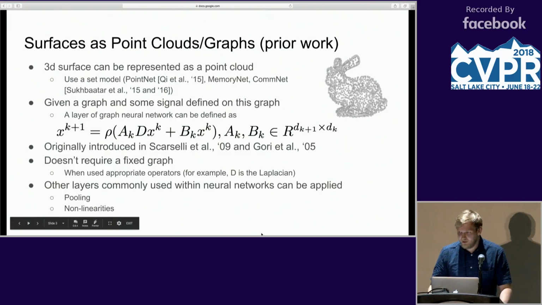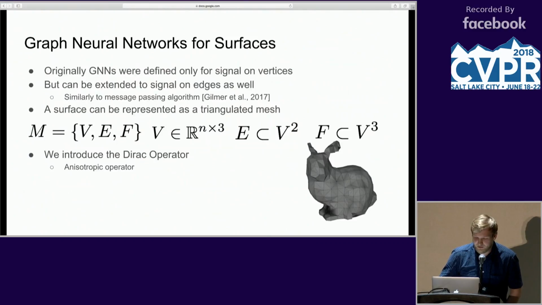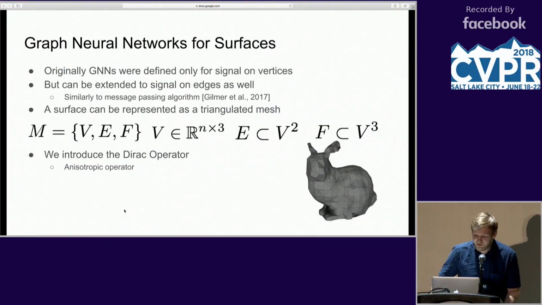Also, one can apply standard neural network layers such as pooling and nonlinearities. Originally, graph neural networks were defined for a signal on nodes of a graph. Later, inspired by message passing algorithm, these methods were extended to the signal on edges, as well as alternating between edges and nodes. Nonetheless, these methods can capture certain geometric information. In this work, we consider another representation of surfaces. A triangulated mesh consists of a set of vertices connected by edges that form faces, and we would like to use all these components within a neural network.